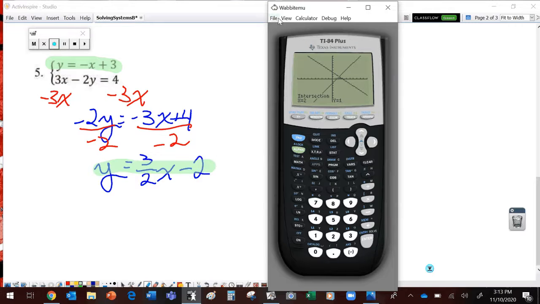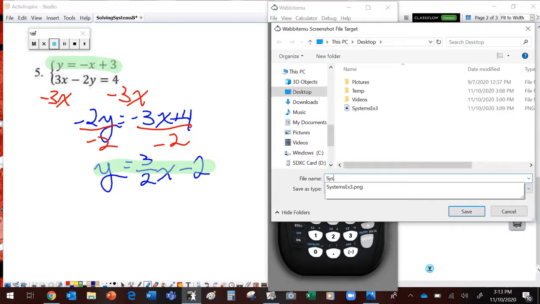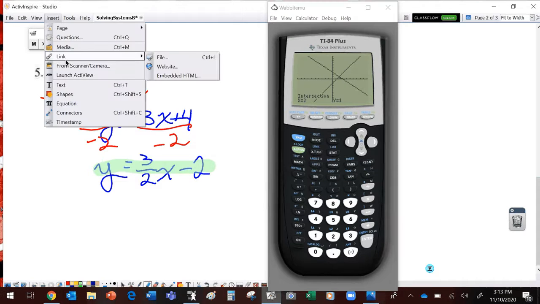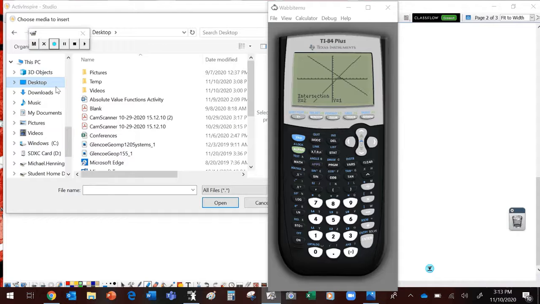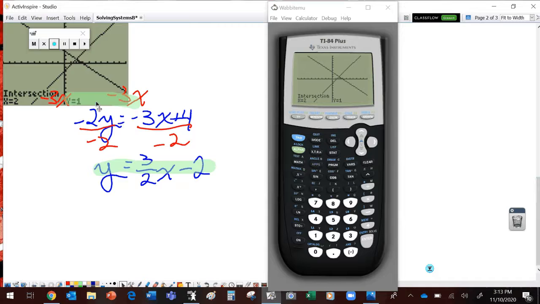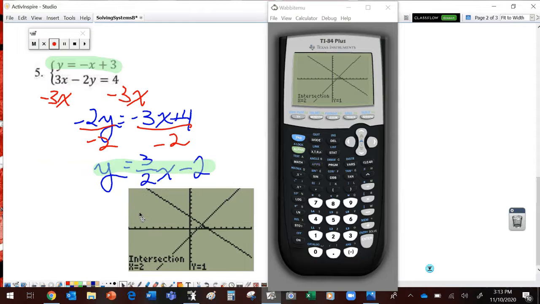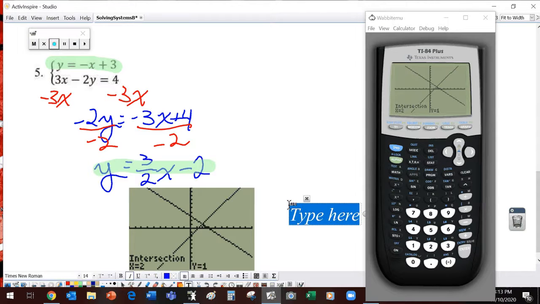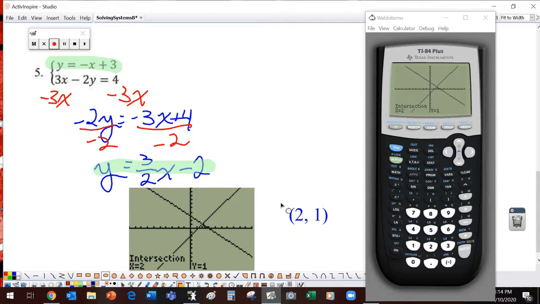So I'm going to take that screenshot. Call it Systems Example 5. And then I'm going to insert media, go to the desktop, Systems Example 5. And I'll move that right over here. And then I can say that the solution to this system is the ordered pair 2, 1. There's my answer. And there we go.